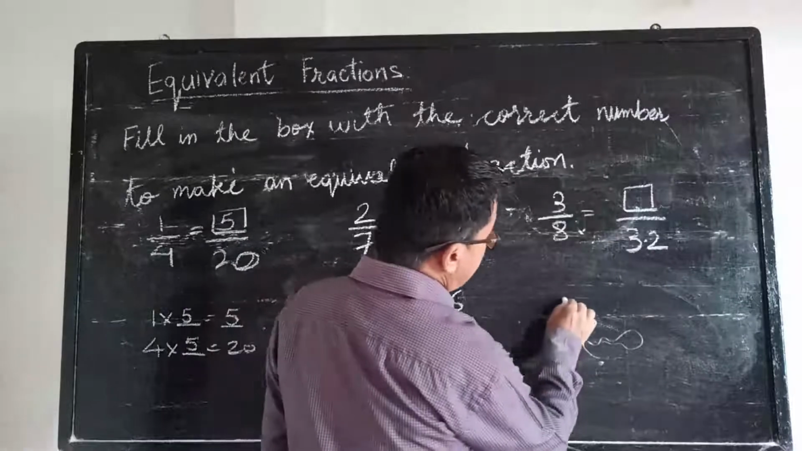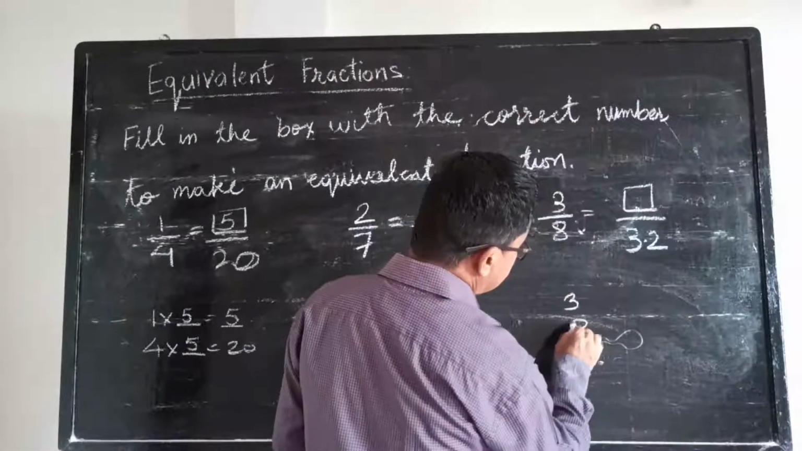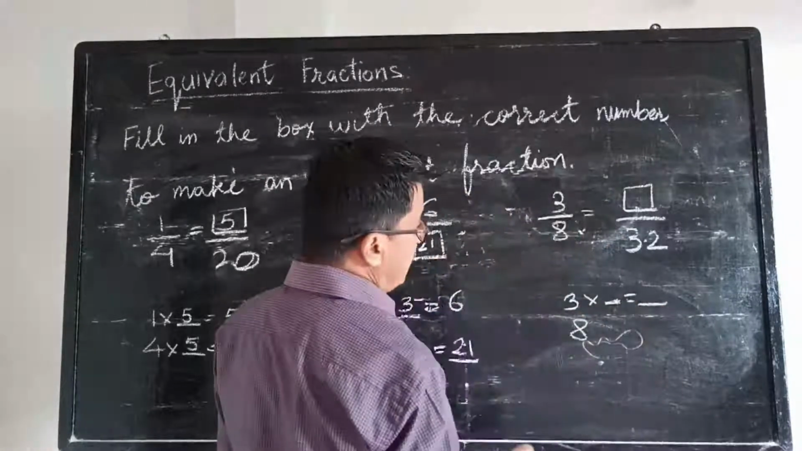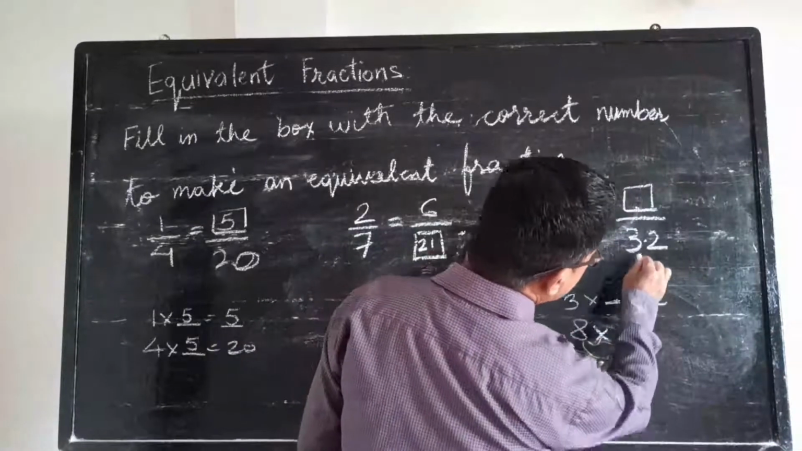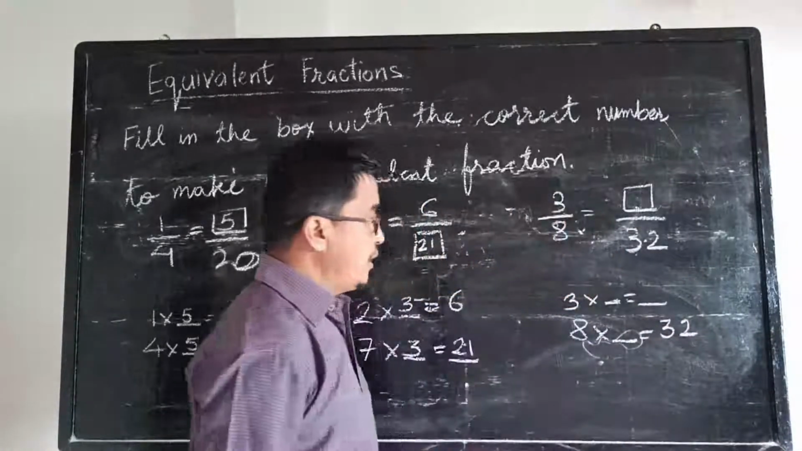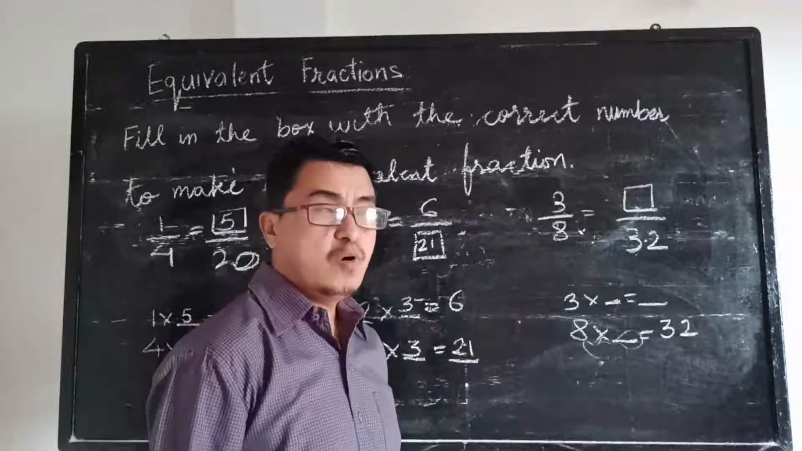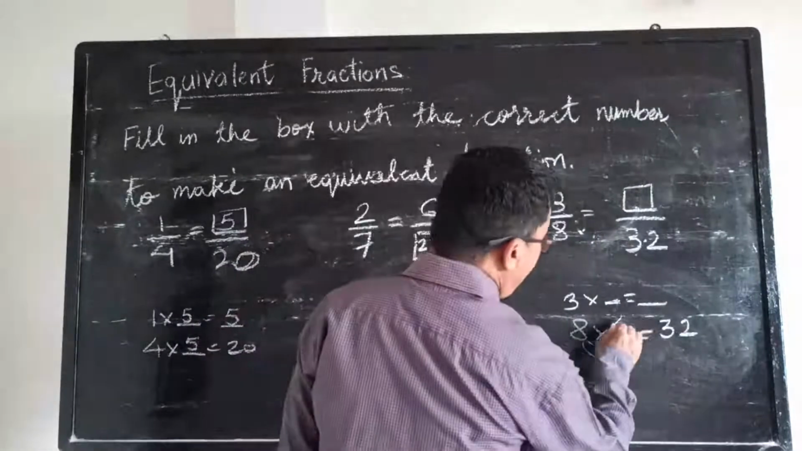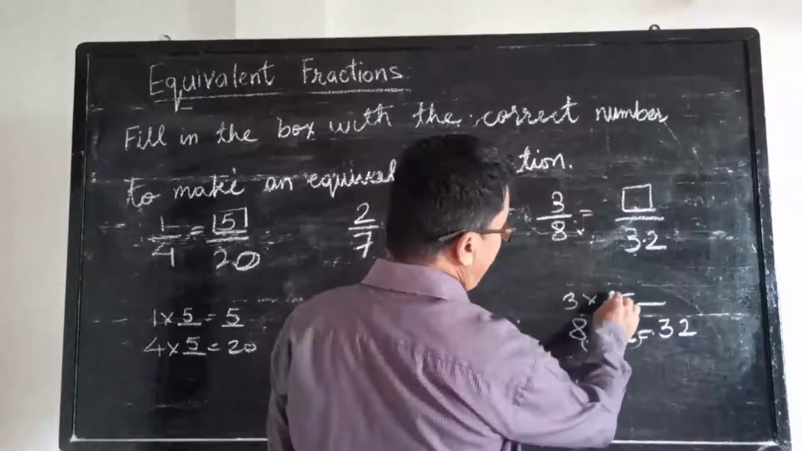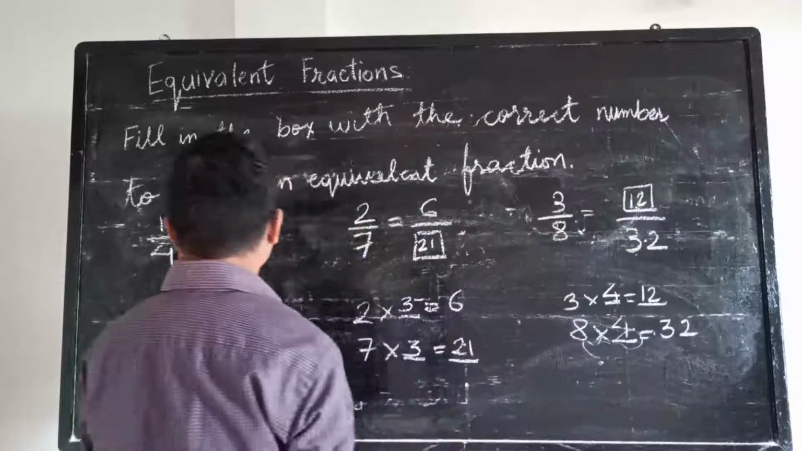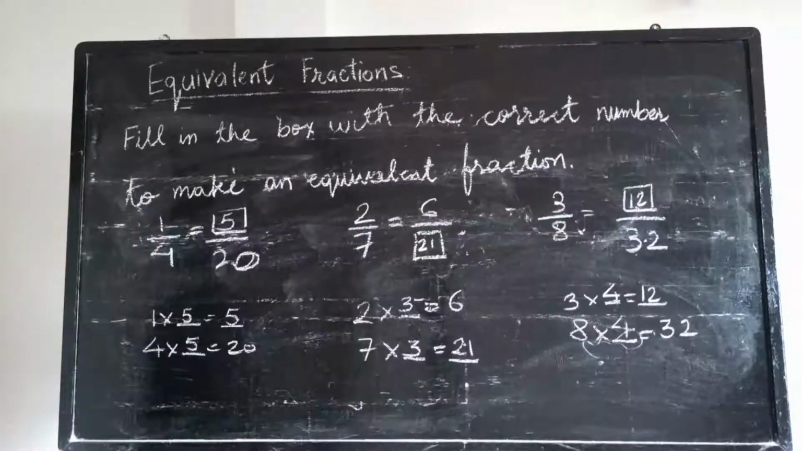Next, 3 upon 8. 3 into dash is equal to dash. You don't know the answer here. 8 into dash is equal to 32. 8 ones are 8, 8 twos are 16, 8 threes are 24, 8 fours are 32. Now multiply this 3 also by 4. 4 threes are 12. So 12 upon 32. This way we can fill in the blocks with the correct number to make equivalent fractions. So I hope you understood equivalent fractions.